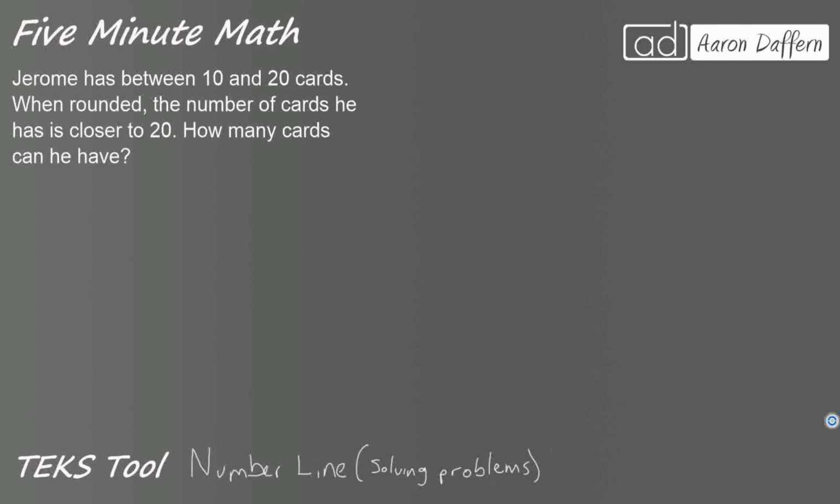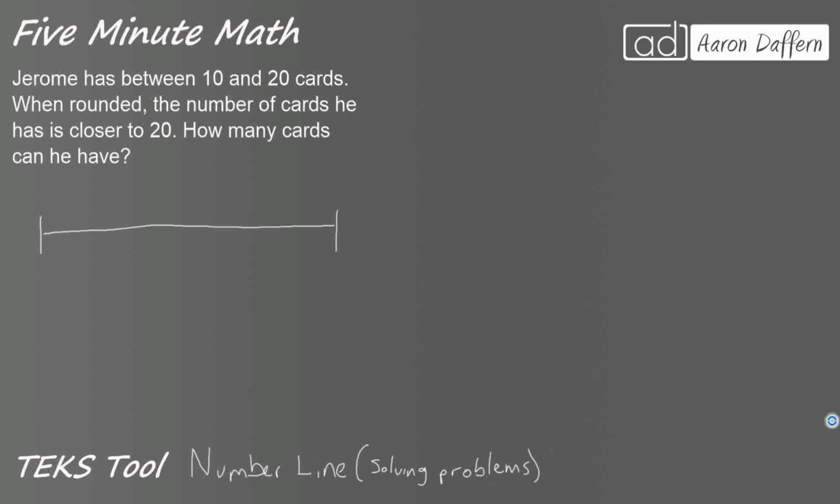So take a look. Jerome has between 10 and 20 cards. When rounded, the number he has is closer to 20. How many cards can he have? So there's more than one answer here. If this were multiple choice, we would only have one correct answer, or there might be a multiple select. But let's just answer it like this.